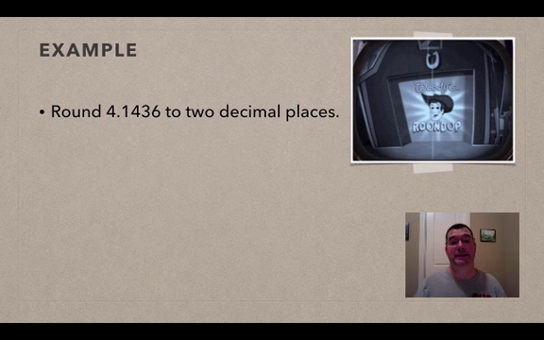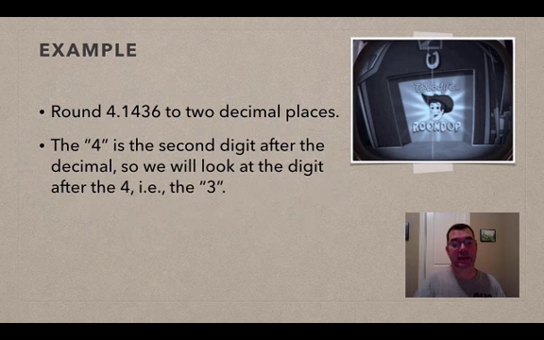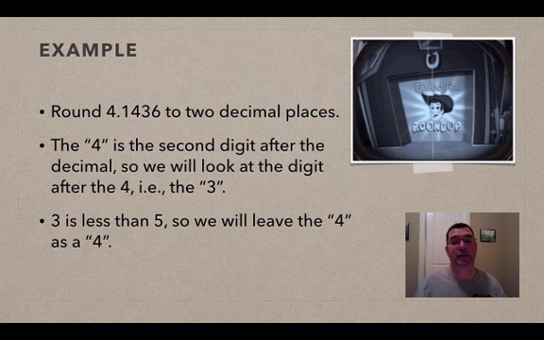So I look at the digit that's after that 4, and that's a 3. That 3 is less than 5, so I'm going to keep the 4 as a 4, and then everything else can go away. So rounded to 2 decimal places, this number is 4.14, since it's closer to 4.14 than it is to 4.15.